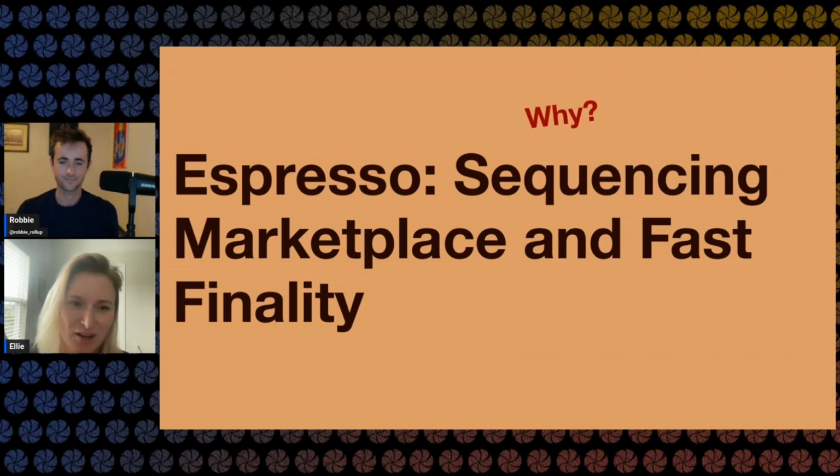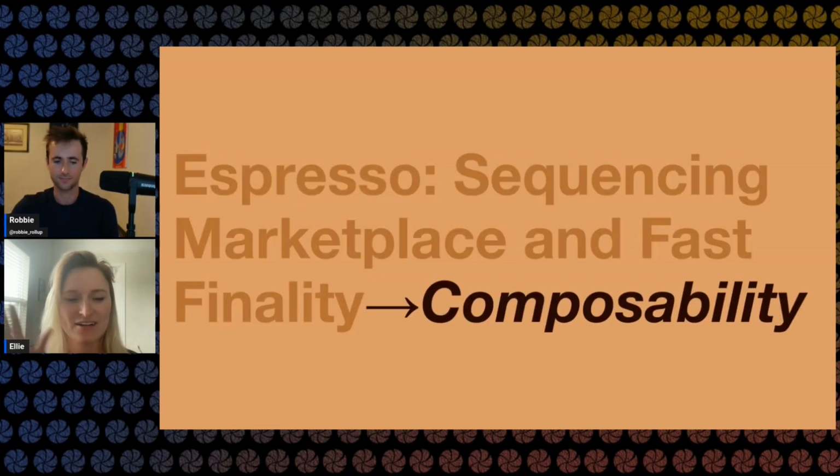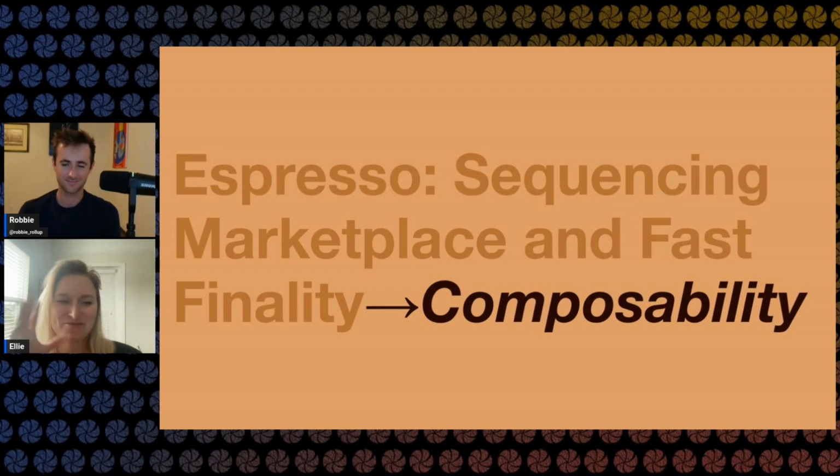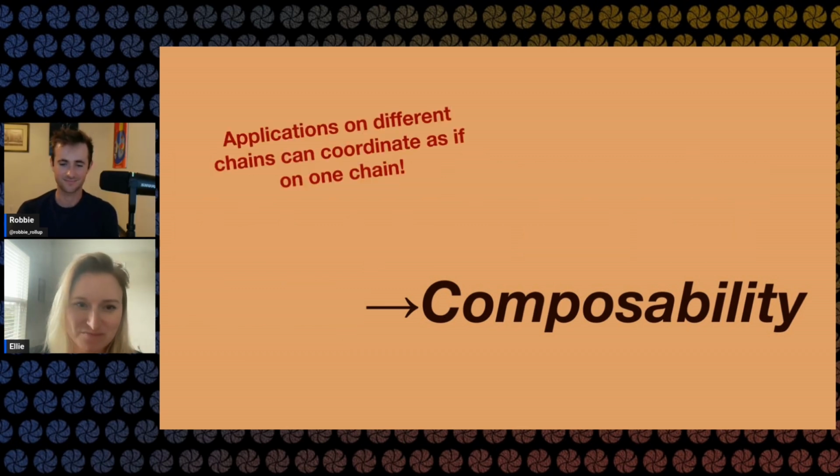So first off, why do we need this sequencing marketplace and fast finality layer? That's the obvious question. Well, the reason is composability. This is a really hot word all the time on crypto Twitter, but this is what we want. And what do we mean by composability? We mean that applications on different chains can coordinate as if they were on one chain. So if you look at today, we don't really have this.